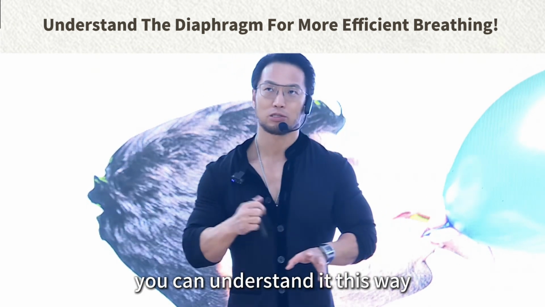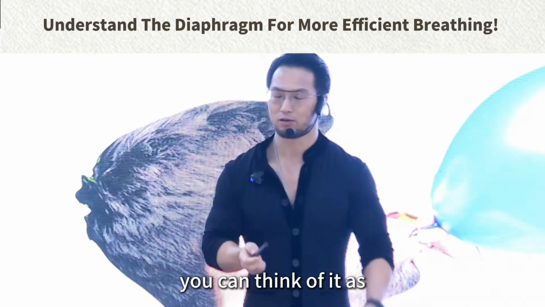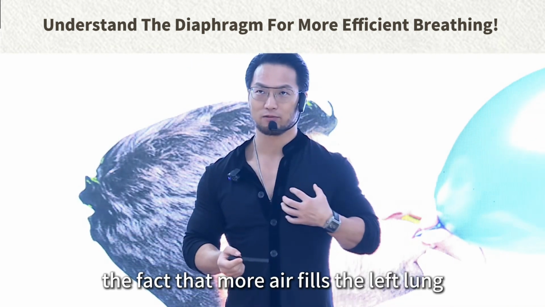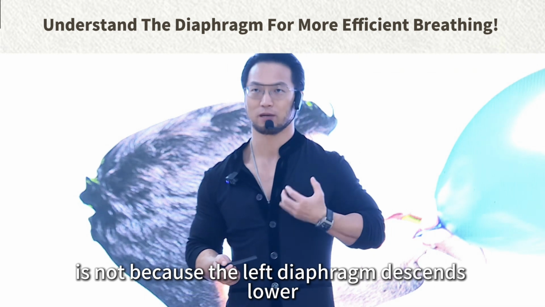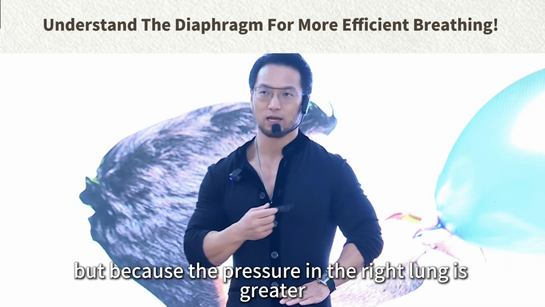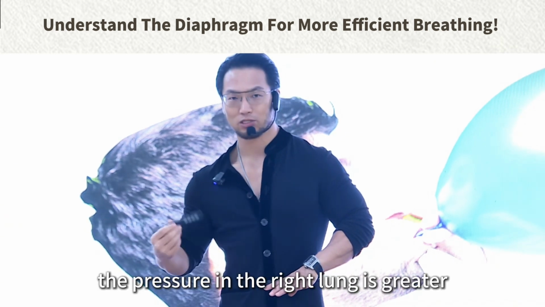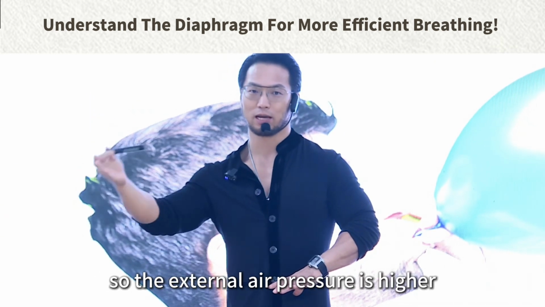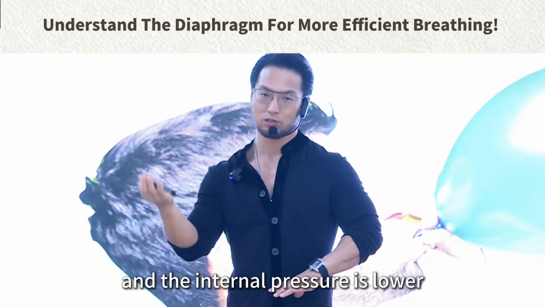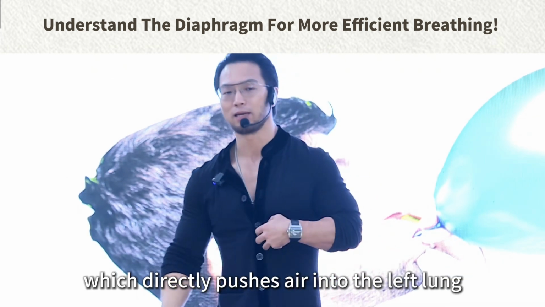You can understand it this way because it's a bit complex. You can think of it as the fact that more air fills the left lung is not because the left diaphragm descends lower, but because the pressure in the right lung is greater, allowing the left lung to fill with air. Do you understand? The pressure in the right lung is greater, so the external air pressure is higher and the internal pressure is lower, which directly pushes air into the left lung.